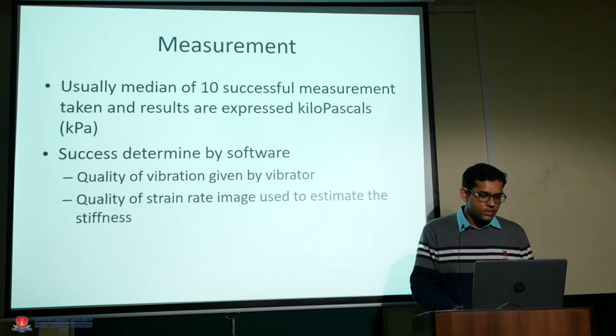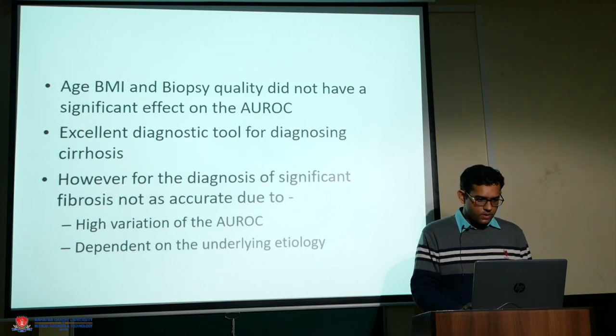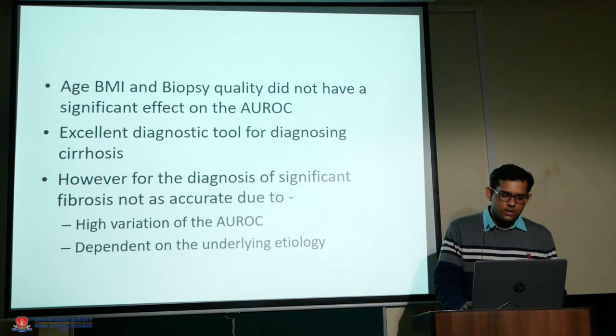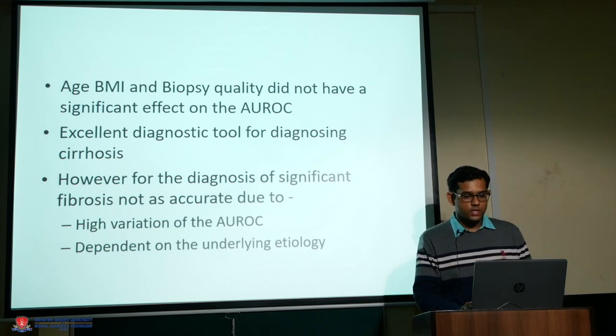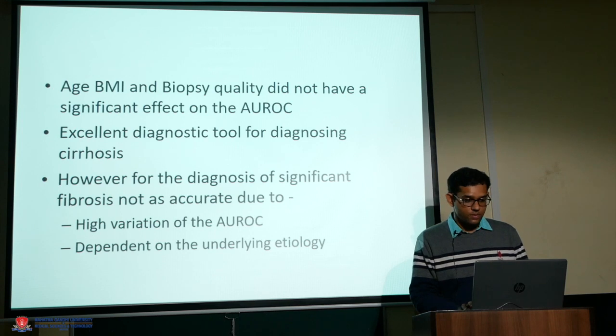Now, success as determined by the software depends on the quality of vibration given by the vibrator and the quality of the strain range image used to estimate the stiffness. Age, body mass index, and biopsy quality did not have any significant effect on the area under the curve. It is an excellent diagnostic tool for diagnosing cirrhosis; however, for the diagnosis of significant fibrosis it is not so accurate. This is to be noted.